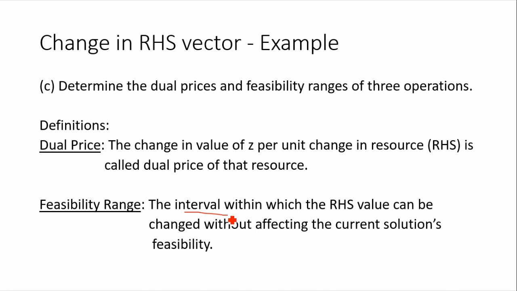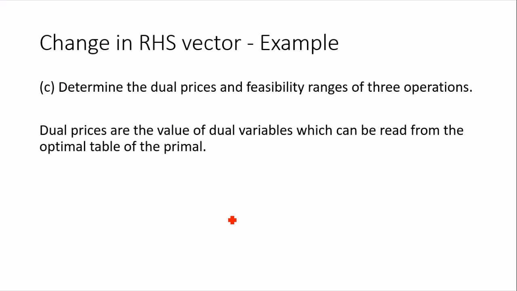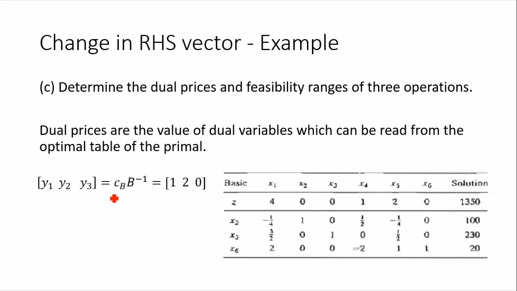So let's do that. Dual prices are actually the values of dual variables, which can be read from the optimal table of the primal. This is a result coming from duality theory: whenever we are given the optimal table of the primal problem, meaning the original problem which we are focusing on, we can very easily find the optimal value of the dual variables. The formula is CB into B inverse. Since the primal had 3 constraints, there will be 3 variables in the dual. The notation is y1, y2, y3. These are the 3 dual variables.